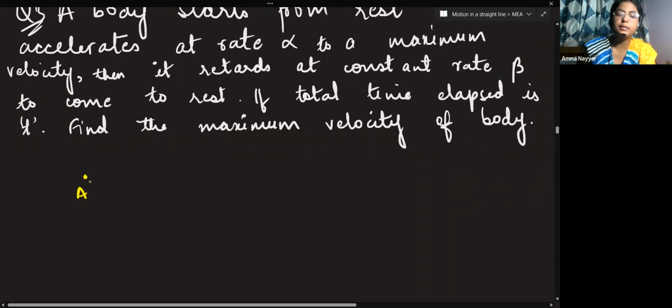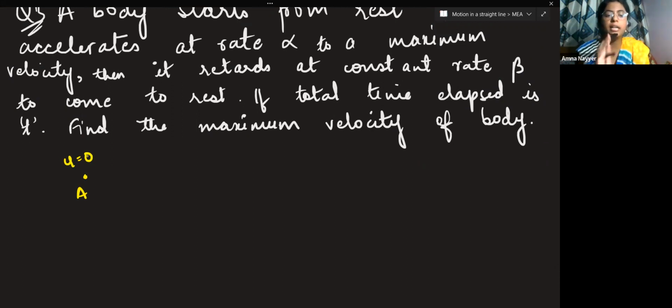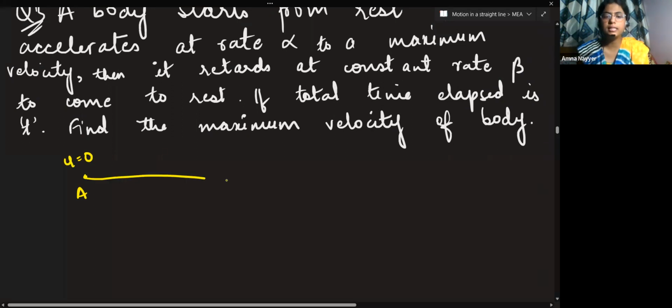Let's say A point is there. So the body has started from rest, so it means initial velocity will be 0. It says it accelerates at a constant rate alpha. So let's say till some B point, the acceleration here is alpha, to a maximum velocity. Let's say this is some velocity that it has achieved.